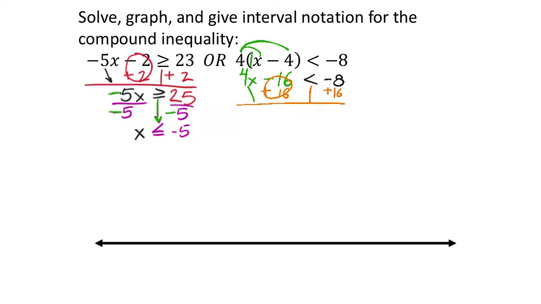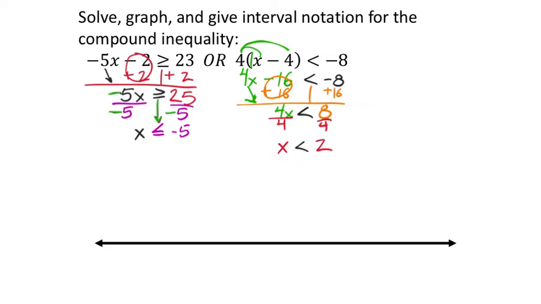Zero those out, drop your 4x, which is now less than. Negative 8 plus 16 is positive 8. And then finally, we'll divide both sides by the coefficient 4. Now this coefficient is positive, so it will not flip the inequality. You just get x is less than 2. Okay? So 2 inequalities here.